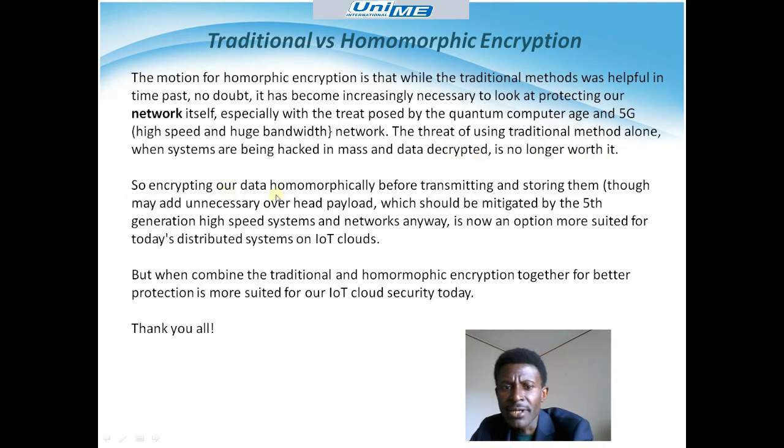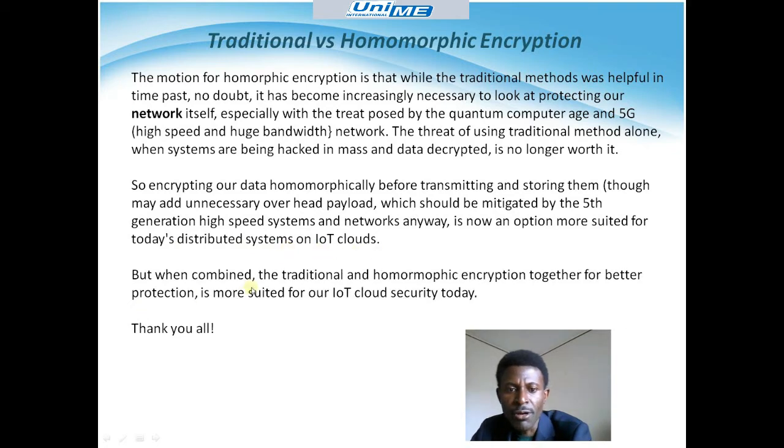So encrypting our data homomorphically before transmitting and storing them, though it may add unnecessary overhead payload, which should be mitigated by fifth generation high-speed systems and networks anyway, is now an option more suited for today's distributed systems on IoT clouds. But combining the traditional and homomorphic encryption together for better protection is more suited for our IoT cloud security today and can give added security. Thank you all.